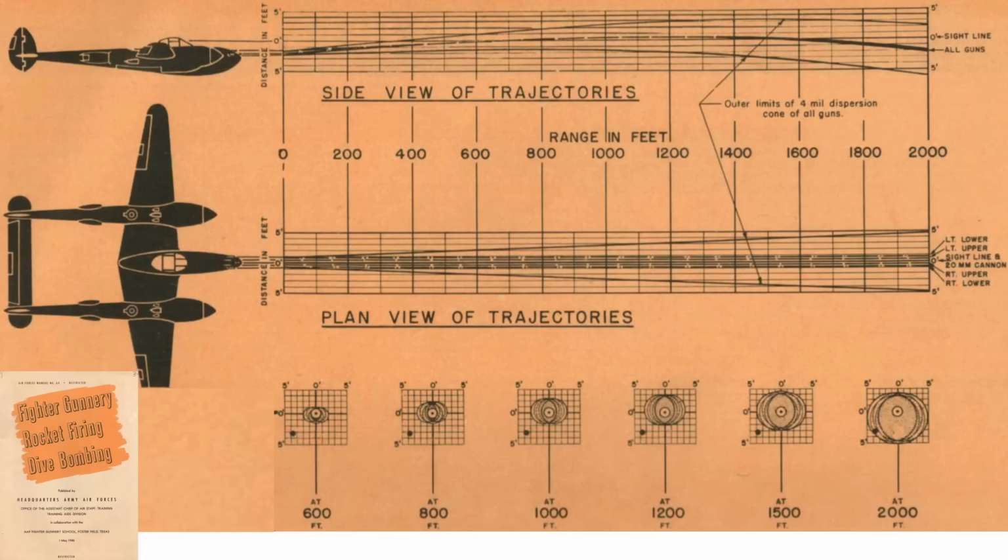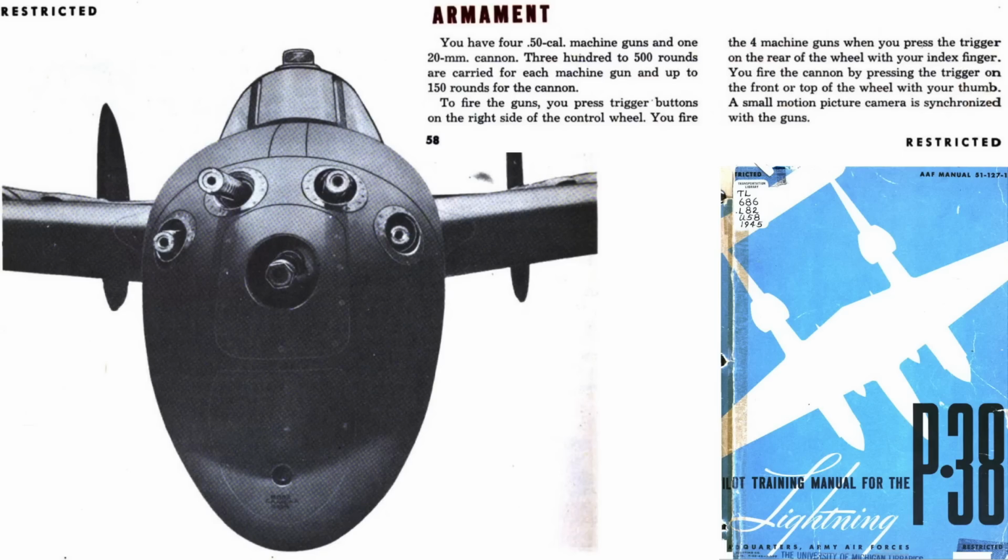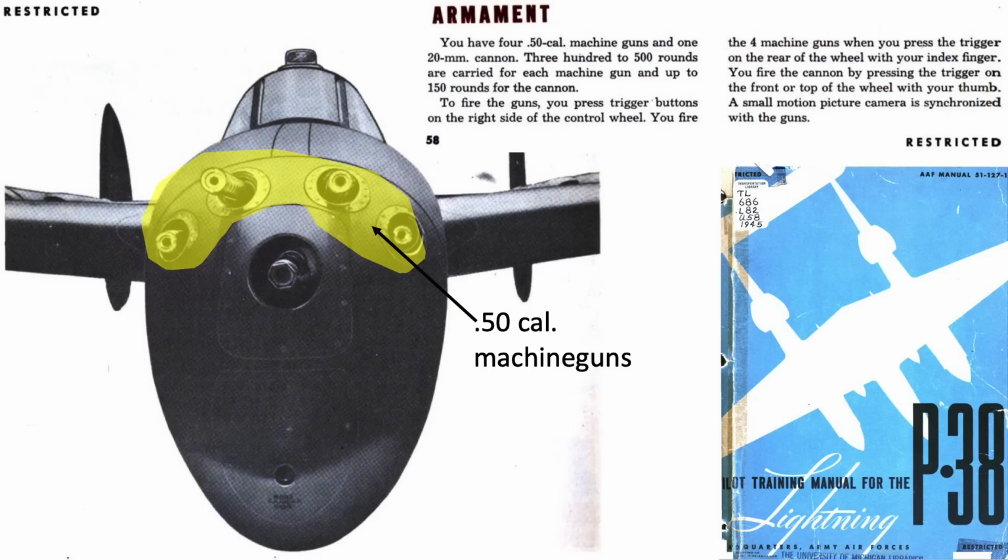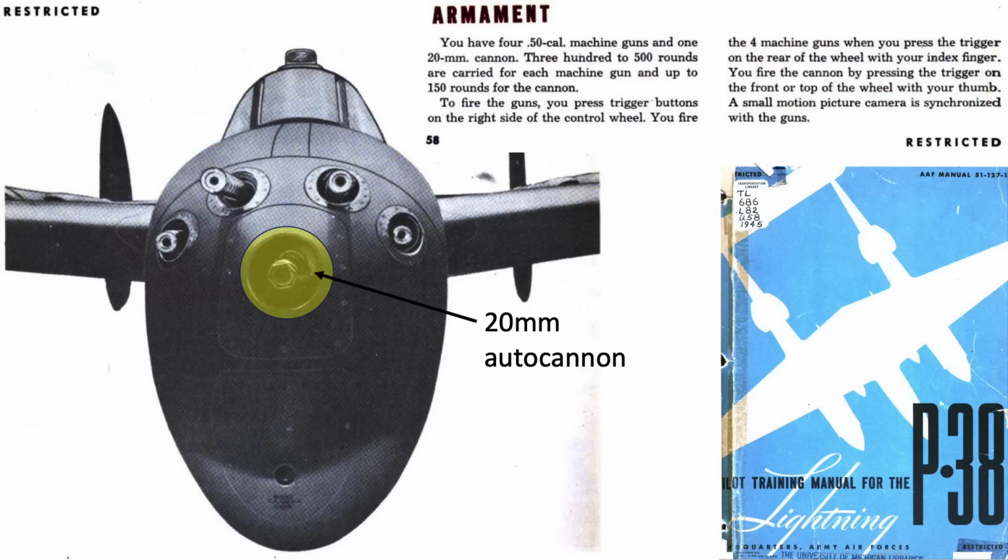The P-38's bullet trajectories are shown on this page. The gun sight's line of sight is represented by this solid blue line. The guns are firing from this location. This image from a 1945 Army Air Forces manual titled Pilot Training Manual for the P-38 shows the nose location of the four 50 caliber machine guns and the single 20mm autocannon.